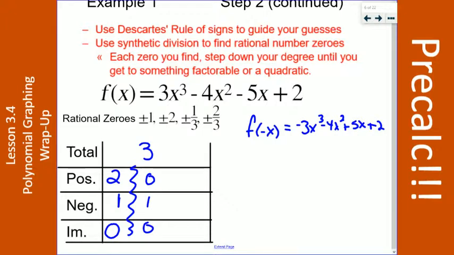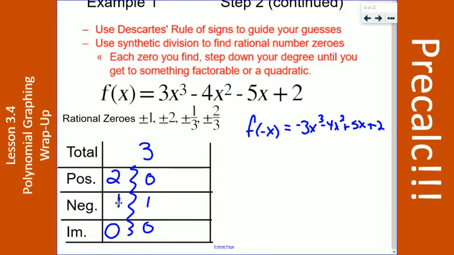Either we're going to have 2 positives, 1 negative, and no imaginaries, or we're going to have 0 positives, 1 negative, and no imaginaries. So this might be a point where we want to check out these negative solutions. Let's start with these negative numbers, these negative solutions here.